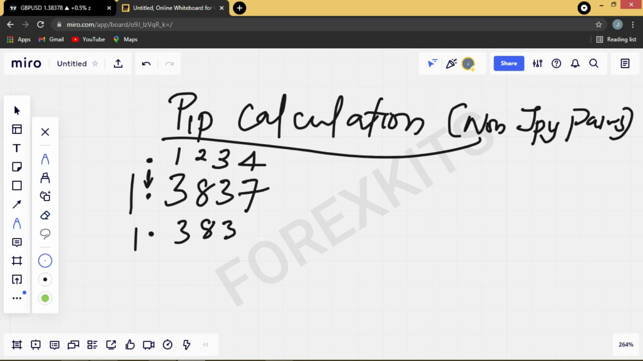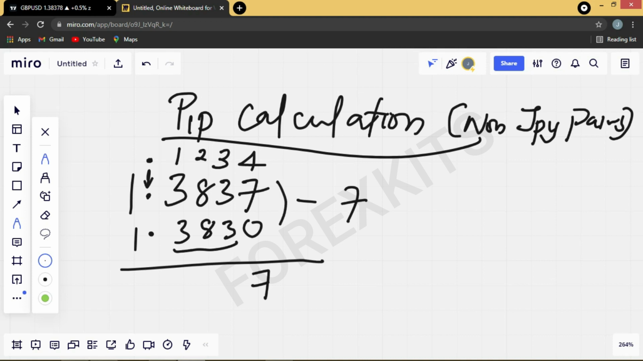So if we have a movement from 1.3837 to 1.3830, you now understand that the difference between 7 and 0 here is 7, right? So that means that price has fallen by 7 pips. This was the initial value that we had. Every other thing stays the same apart from these 2 digits. So this is a 7 pip difference, and this time around it's a negative 7 pip difference because it's not an increase from the initial value that we had here, rather it's a decrease.